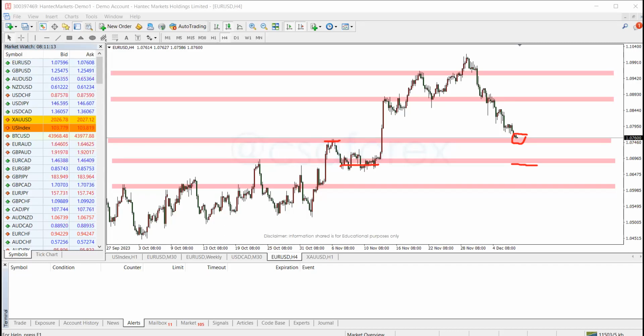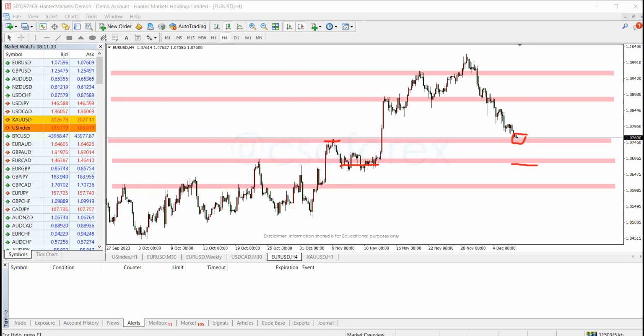You also need to ensure that you take knowledge and pay attention to the high impact news and when they are coming out. As an example, later today, by 2:30 p.m., we have the unemployment claims for the USD, and that is something that is key and high impact.